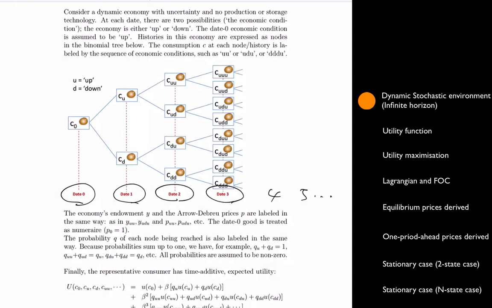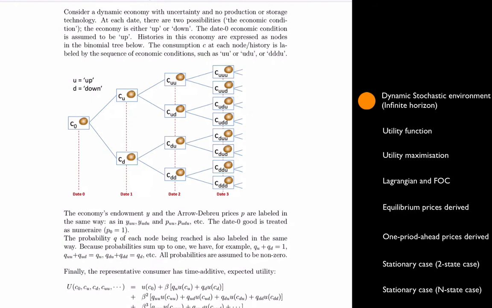At date 1, the economy can be up or down. And at date 2, again, the economy can go up or go down. So the economy can be represented by this binomial tree. Ex ante, we don't know which path the economy will take in the future. The realized path can be up, up, then down, up, or down, up, down, down, down. Any path can realize, but ex ante, we don't know which path will take place.